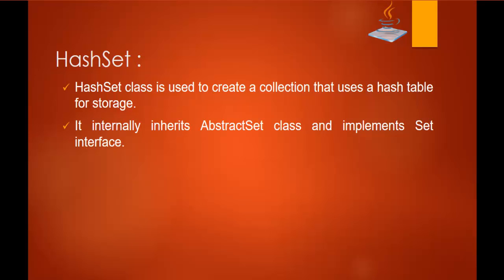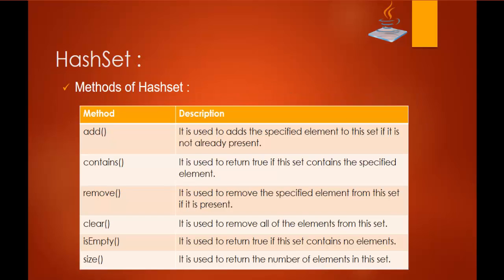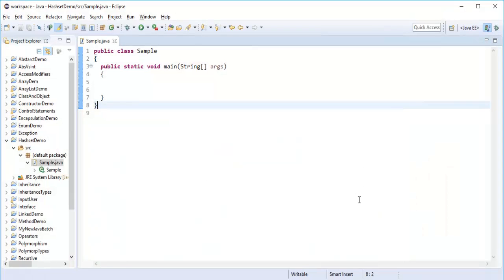So the HashSet class is used to create a collection that uses a hash table for storage. It internally inherits the AbstractSet class and implements the Set interface. So these are the things about the HashSet class. Right now we are going to learn about the HashSet class methods, and using these methods, what operations we can perform on the HashSet. So without wasting much time, let me jump into Eclipse and show you how to work with the HashSet.